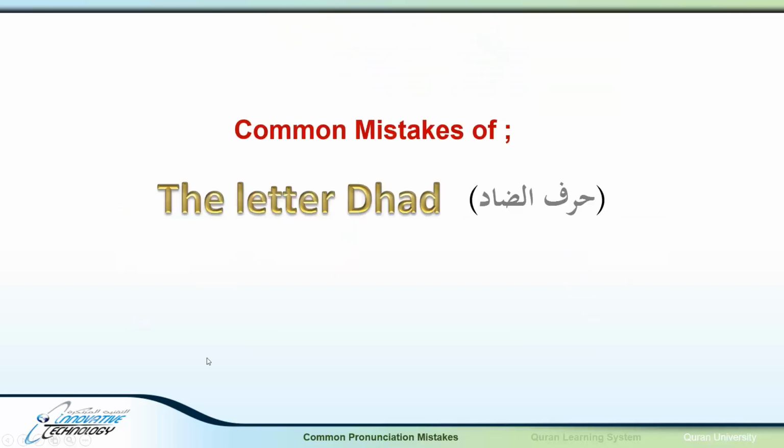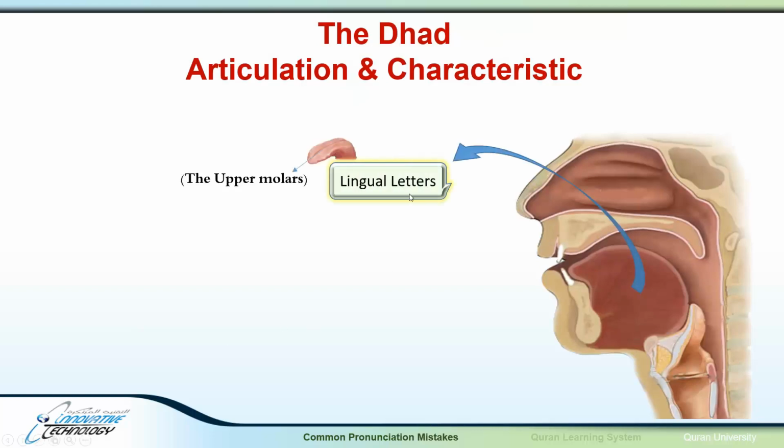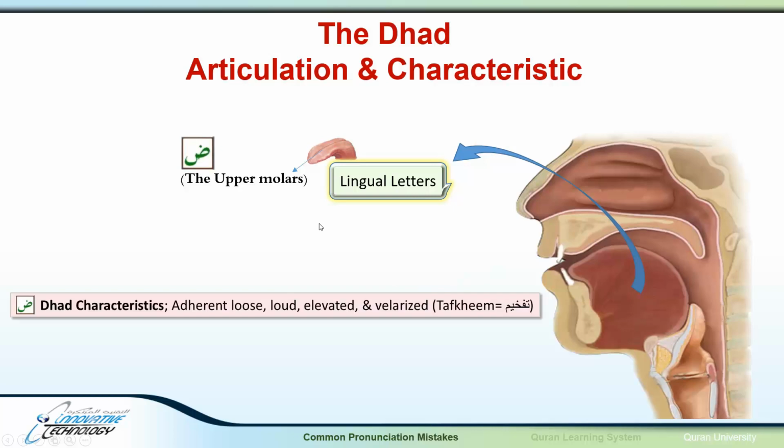Now we'll move to the common mistakes of the letter Dhad. Dhad is a very unique character in the Arabic language, and it has the following articulation. It comes as a lingual letter opposite to the upper molar. And it is characterized of being adherent, loose, loud, elevated, and velarized. It has a tafkhim characteristic.